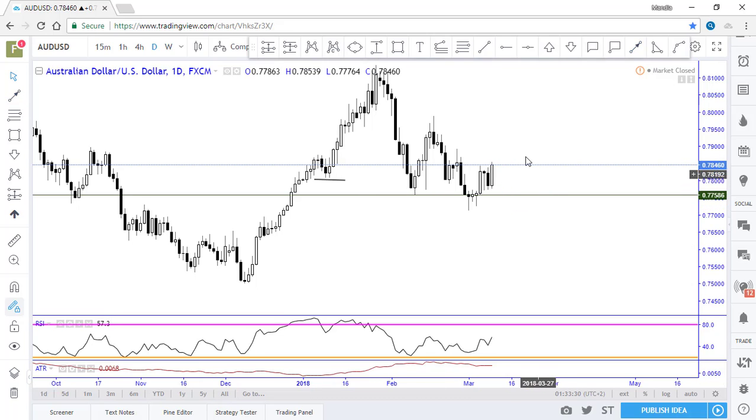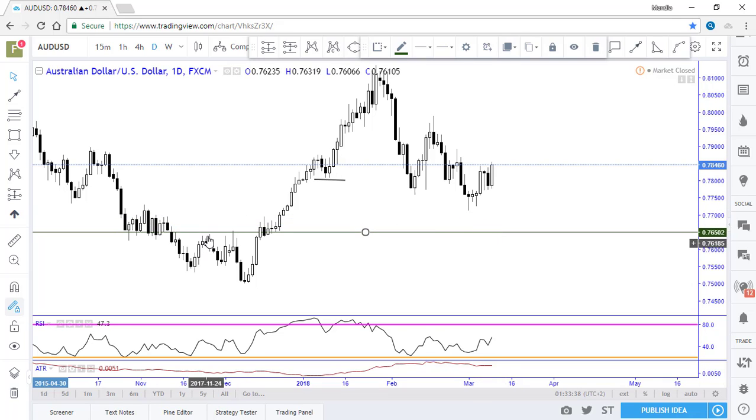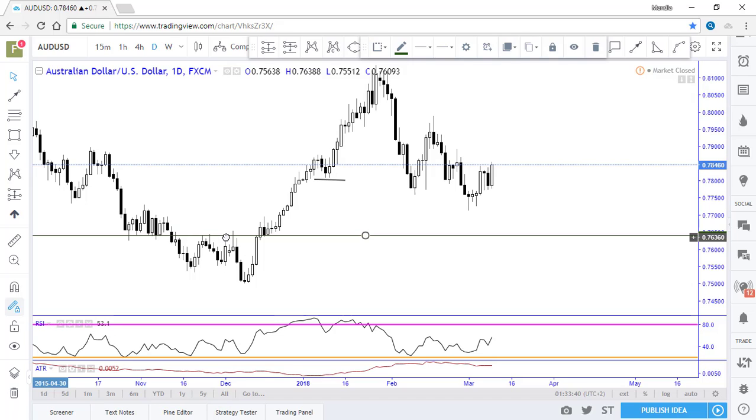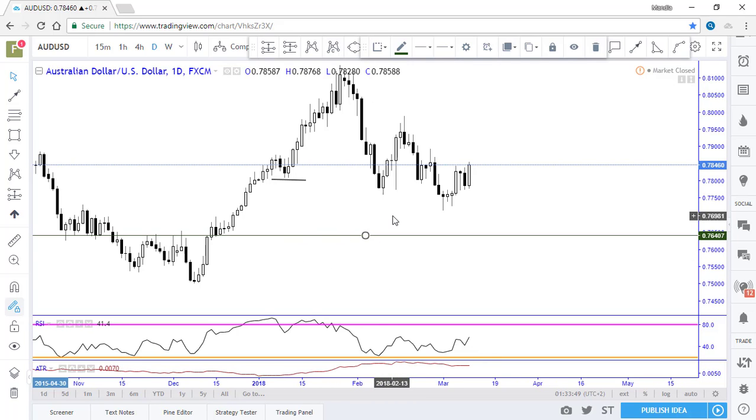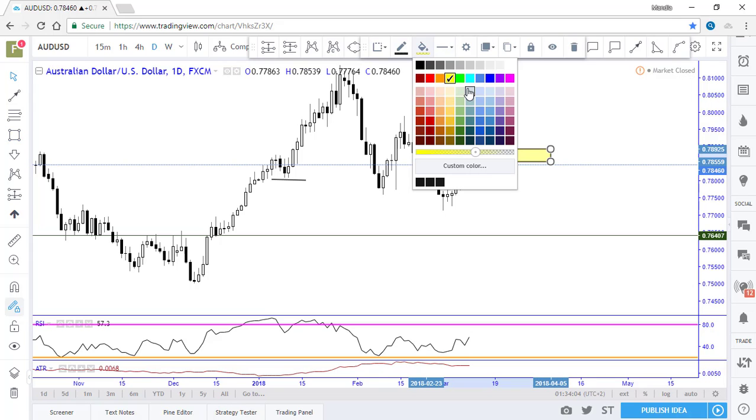Since we have a sign that price will retest these lows right here, and it does have the potential to go lower and retest the next support and resistance levels, which are at 76.40s, then we might want to look for potential shorting opportunities. The first level I am looking at is where price is currently sitting, which is this resistance level right here.